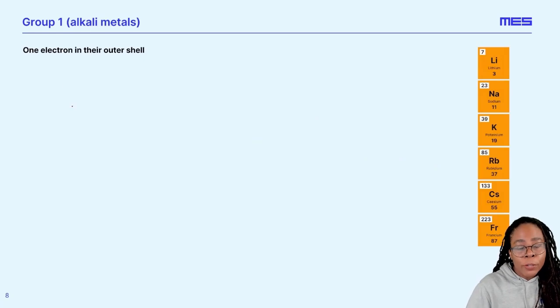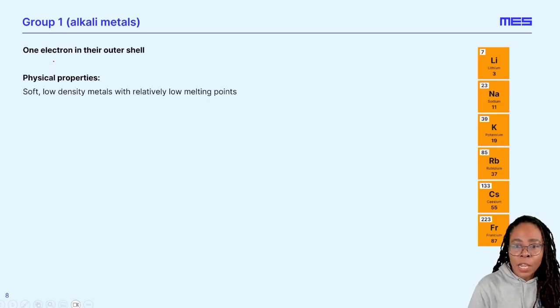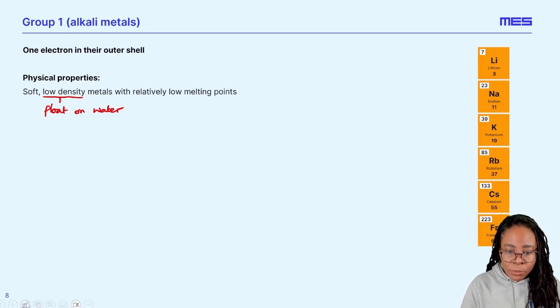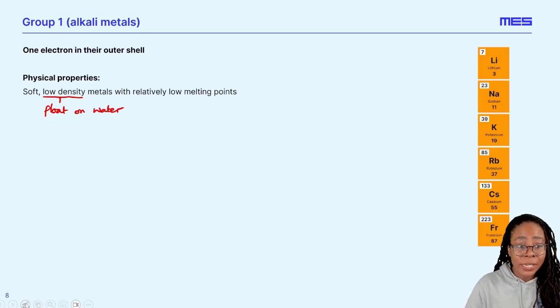The next group that we focus on in detail is group 1, the alkali metals. As they're in group 1, they have 1 electron in their outer shell. In terms of their physical properties, they are quite soft. They are low density metals, which means that they float on water. And they have relatively low melting points, so that's compared to other metals. They're still solid at room temperature, but lower melting points than your transition metals, which we see in the triple science section.